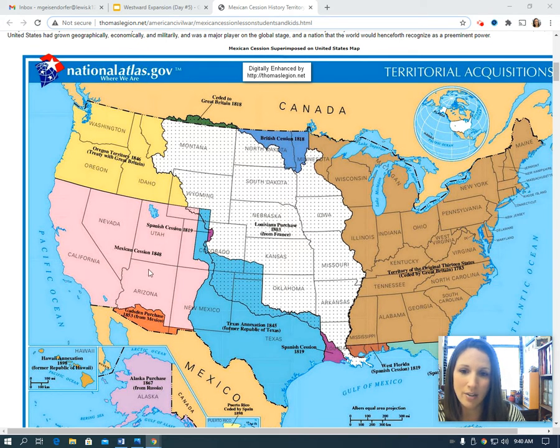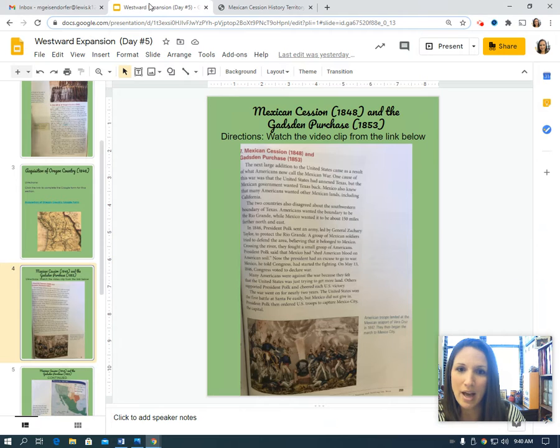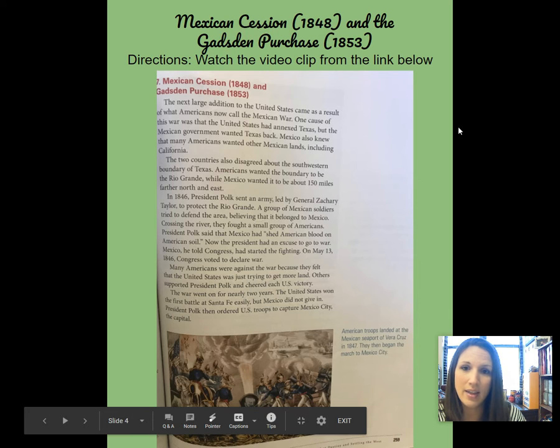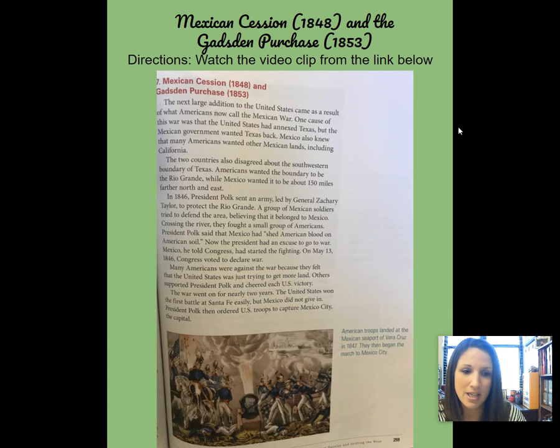This light pink area called the Mexican Cession, and this salmon colored area called the Gadsden Purchase. So we're going to be reading about both of those in one section. The section's a little bit long as far as the reading goes, but you're going to be finding out how America acquired both of these areas. All right, so if you will, look with me at the reading. It starts off with Mexican Cession in 1848, and then the Gadsden Purchase is 1853. Again, you're looking for how did America get this land and how did it affect the people that were already living there.